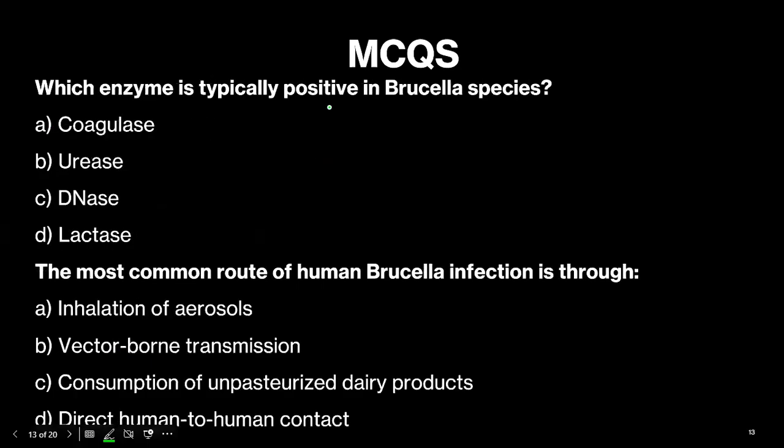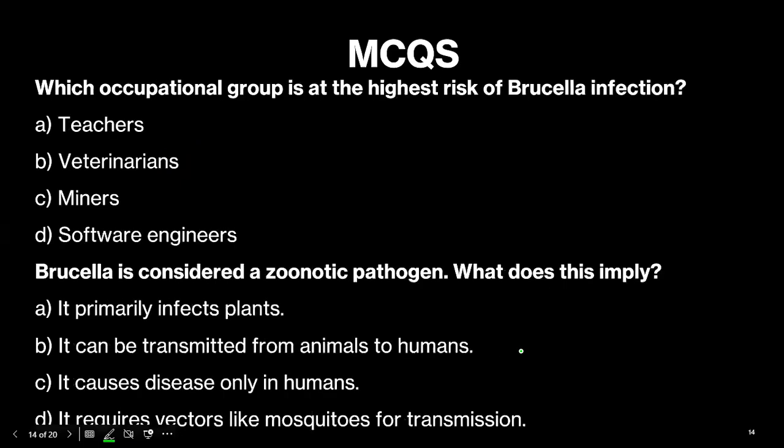Which enzyme is typically positive in Brucella? That is urease. The most common route of human Brucella infection is through inhalation of aerosol, vector-borne transmission, or consumption of unpasteurized dairy products. That is the most important one because it comes from the animals. So it is an animal source.